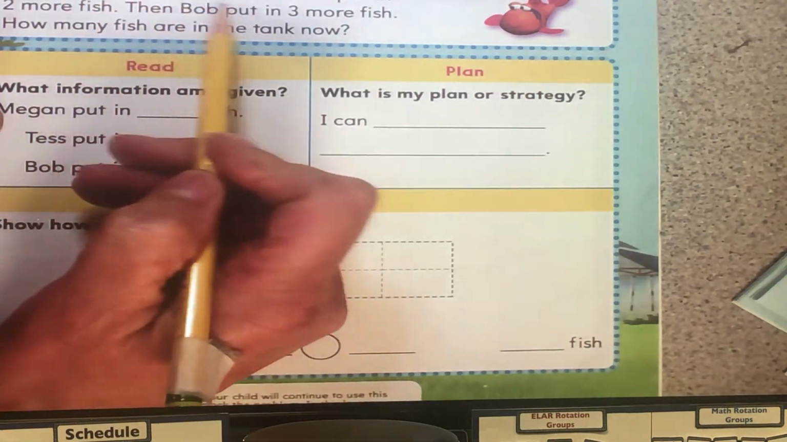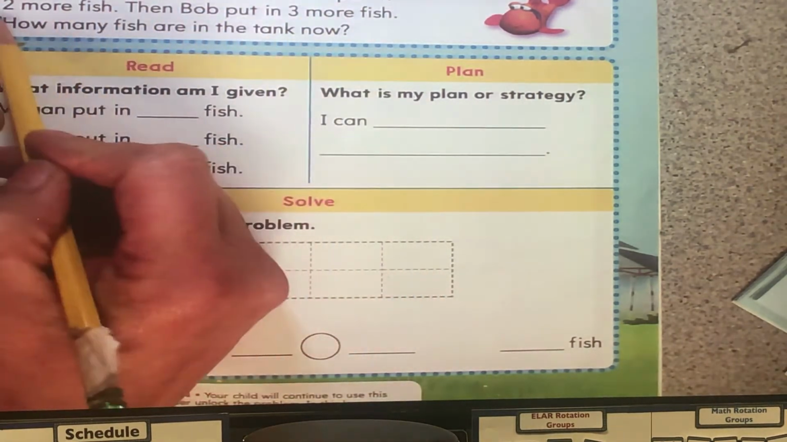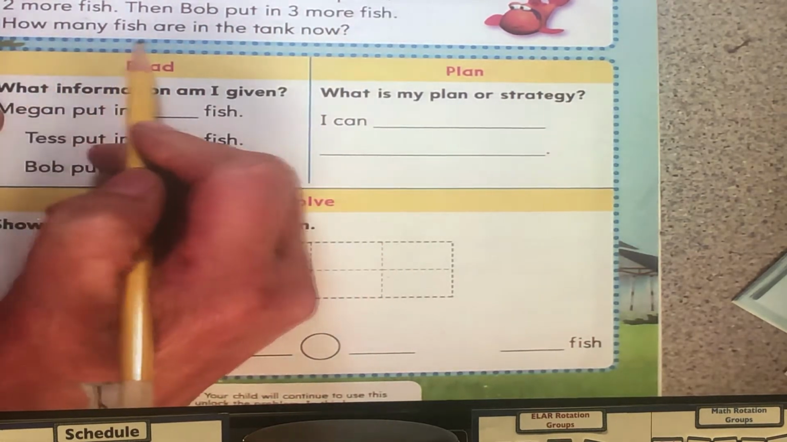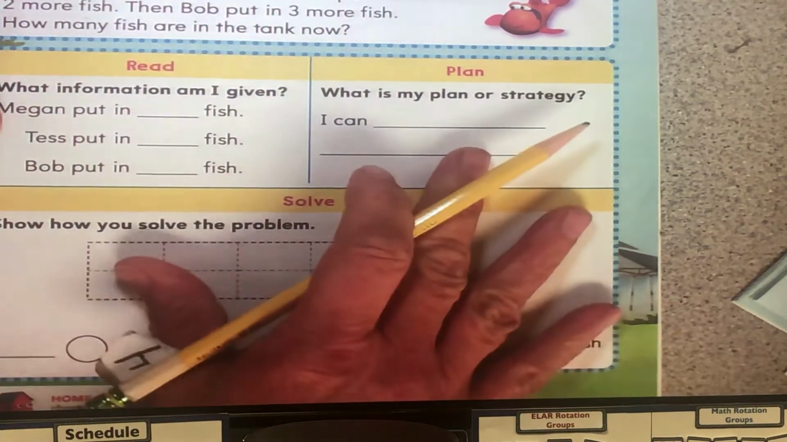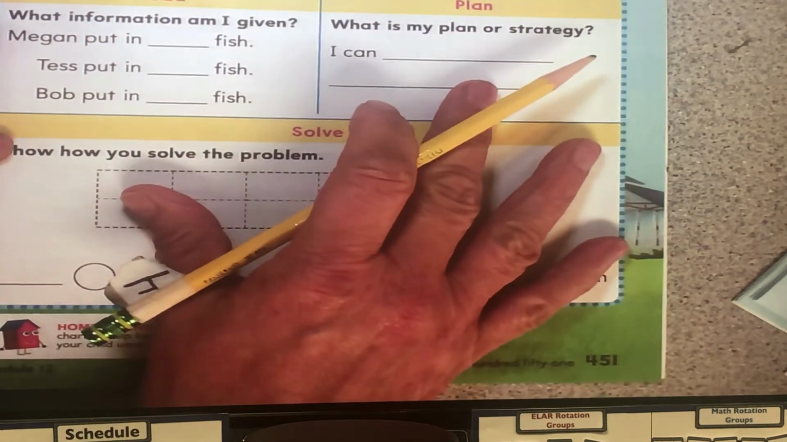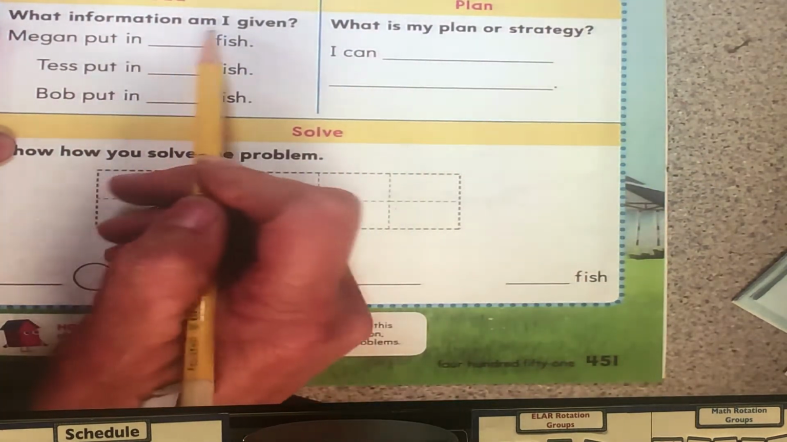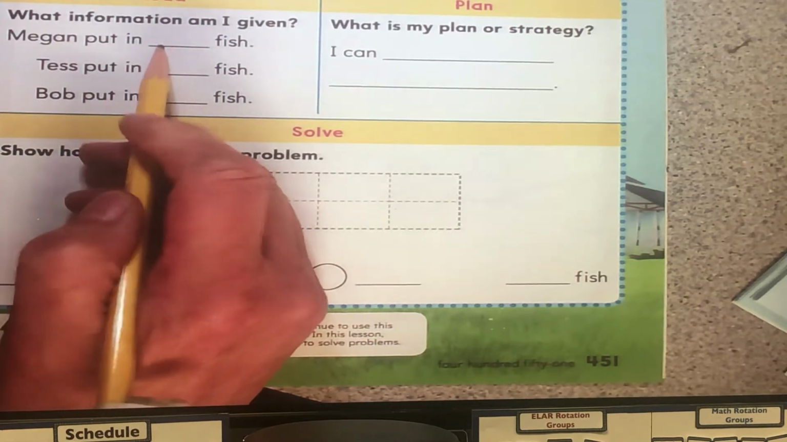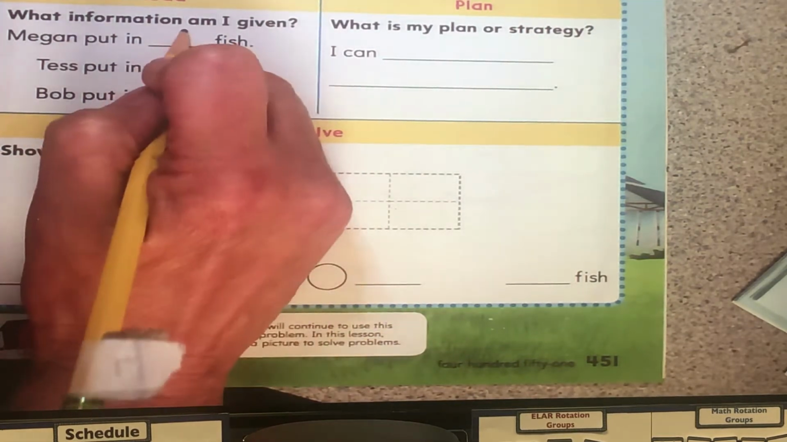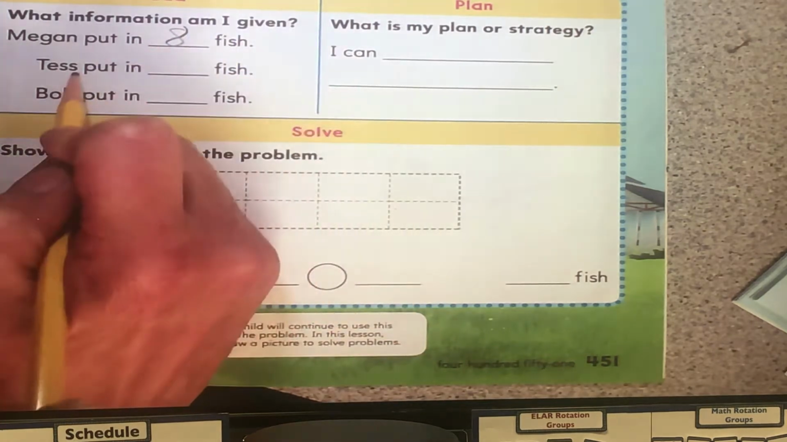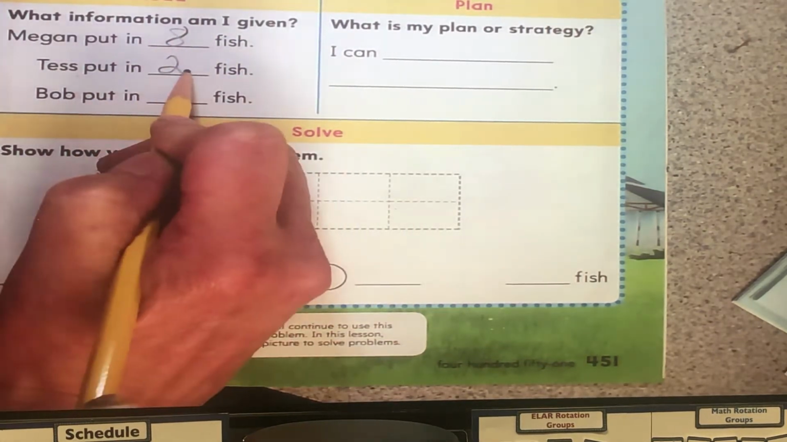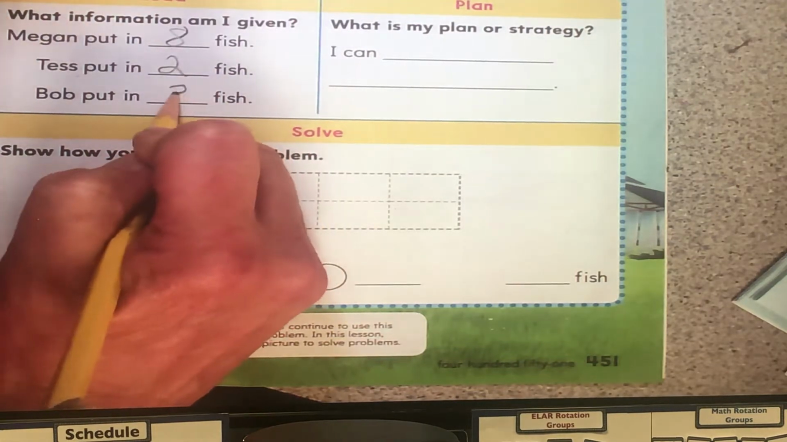Megan put 8 fish in the tank, Tess put 2 more fish, then Bob put 3 more fish. How many fish are in the tank now? So you're going to ask yourself, what information am I given? Megan put in how many fish? Well, right there it says 8. Tess put in 2 more. Bob put in 3 fish.